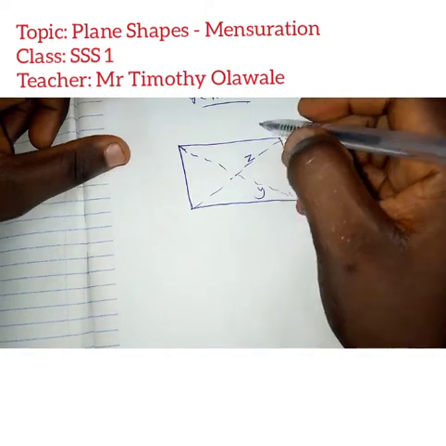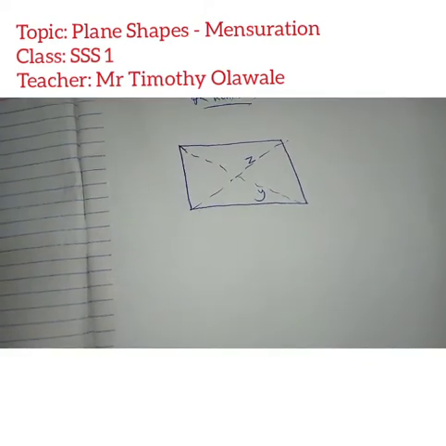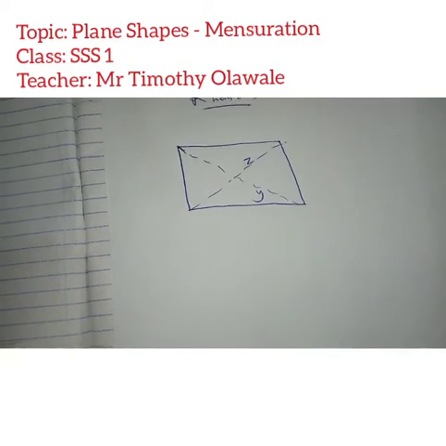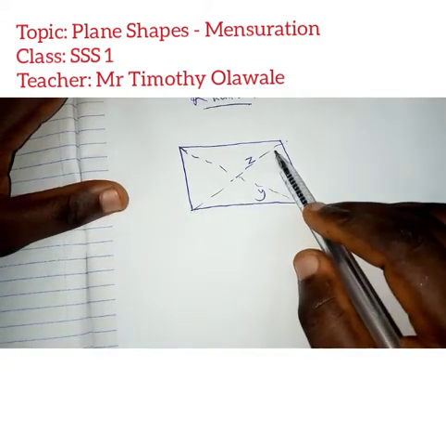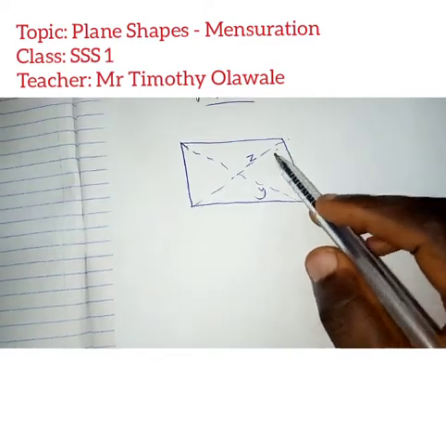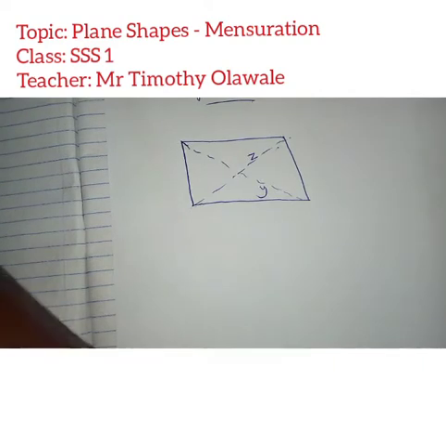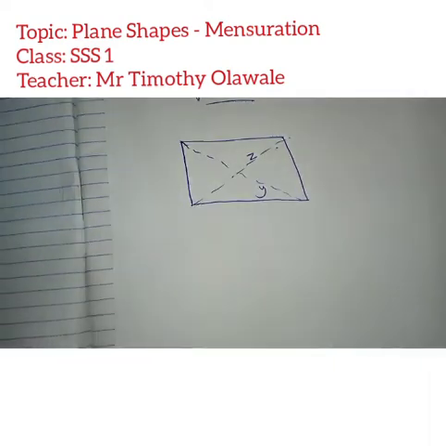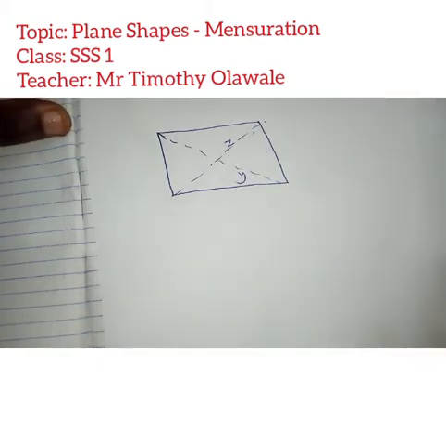So we are taking this z. This z is the smaller diagonal, and y is the longer diagonal. So pay attention: the diagonals of the rhombus, one is longer and one is shorter. Pay attention to that.